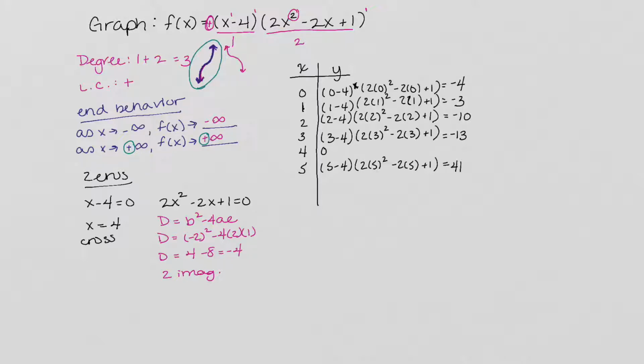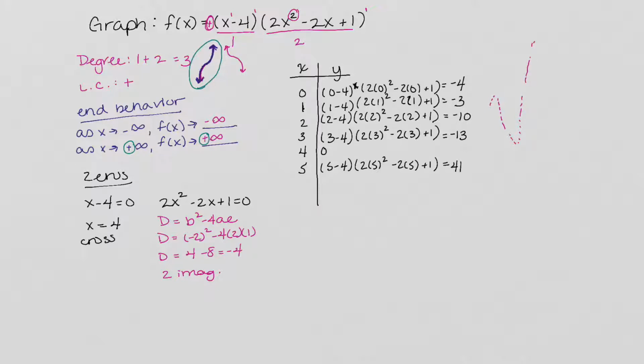And I am going to stop here. The reason I'm going to stop here is that what I have in my y column are negative 4, negative 3, negative 10, negative 13, and then 0 and positive 41. And what that has told me is that I have found the wiggle in my cubic graph. If we start at negative 4 and go up to negative 3, we're going up, and then we come back down to negative 10, go further down to negative 13, and then go back up to 0, and then up to 41. I found that wiggle in the cubic graph.